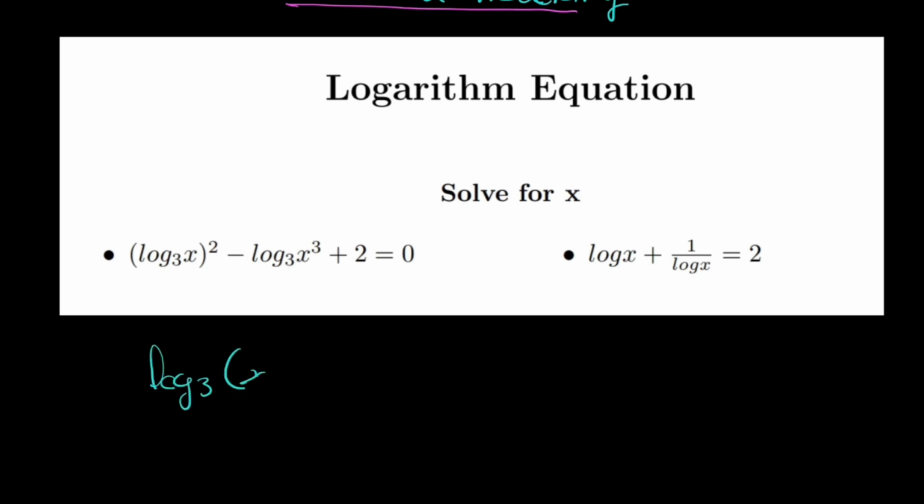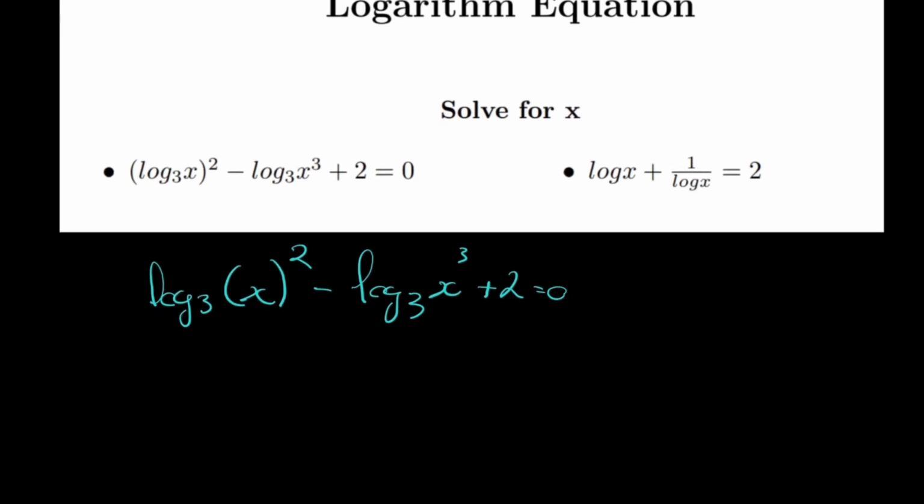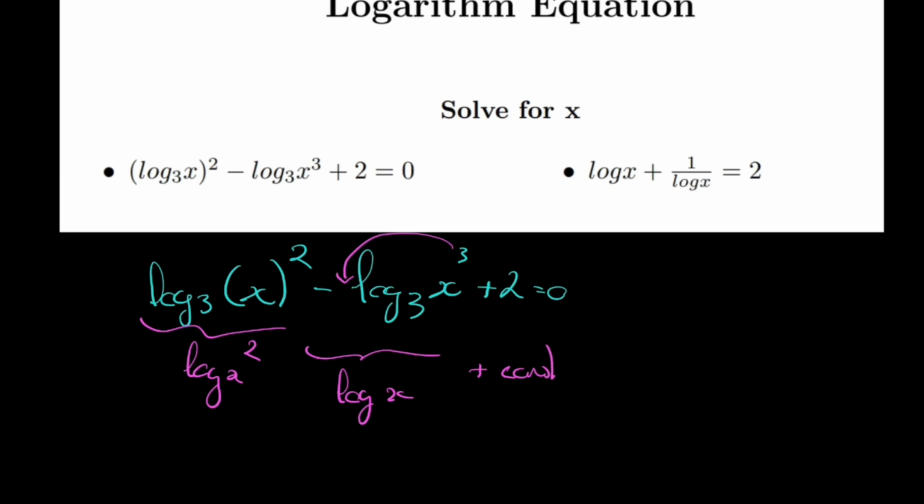Log 3 of x, everything squared, minus log 3 of x to the third power, plus 2 is equal to 0. We want to have an equation. Here we have some log 3 to the second power. Here we have some log 3, but we have an x to the third inside. This is a problem, but we can easily put it in front of the log. So we will have a log of x, and here we will have a constant.